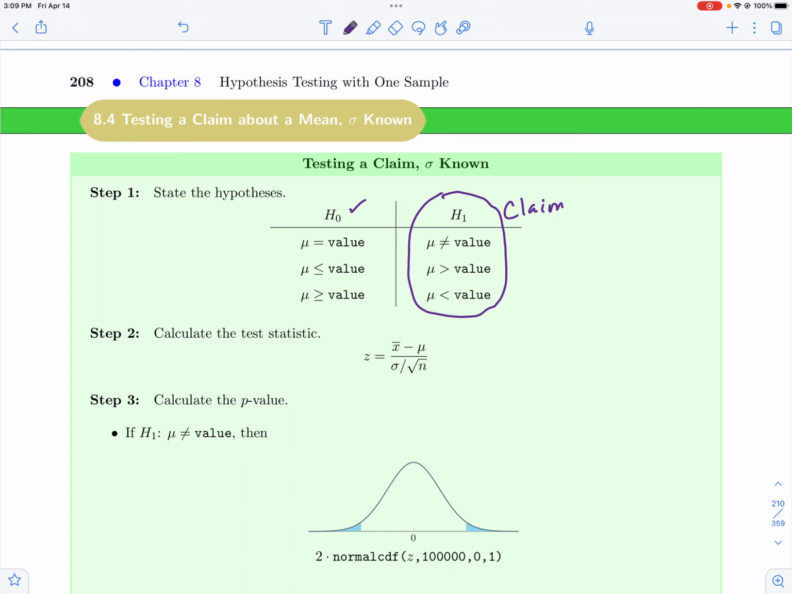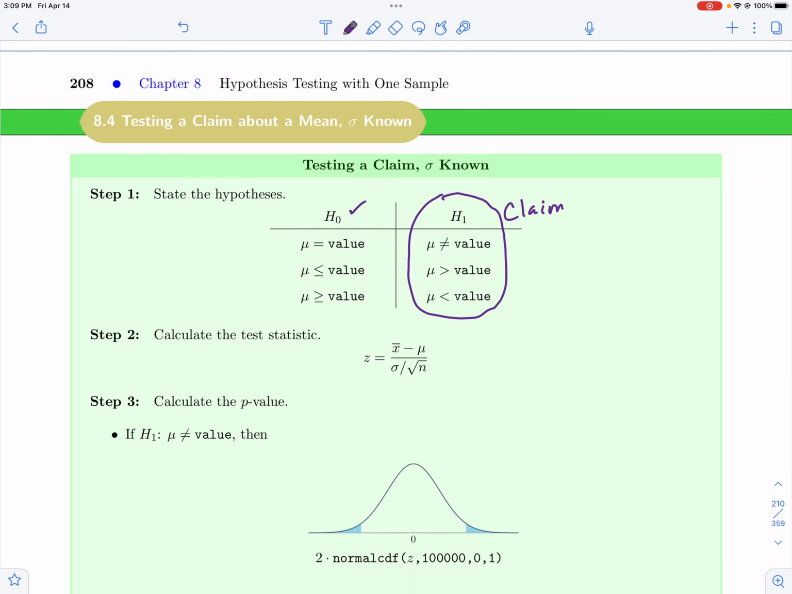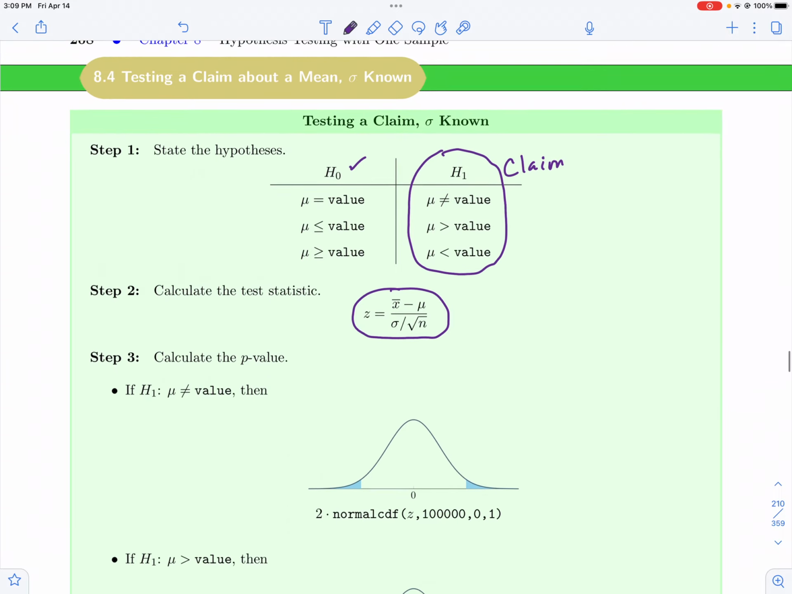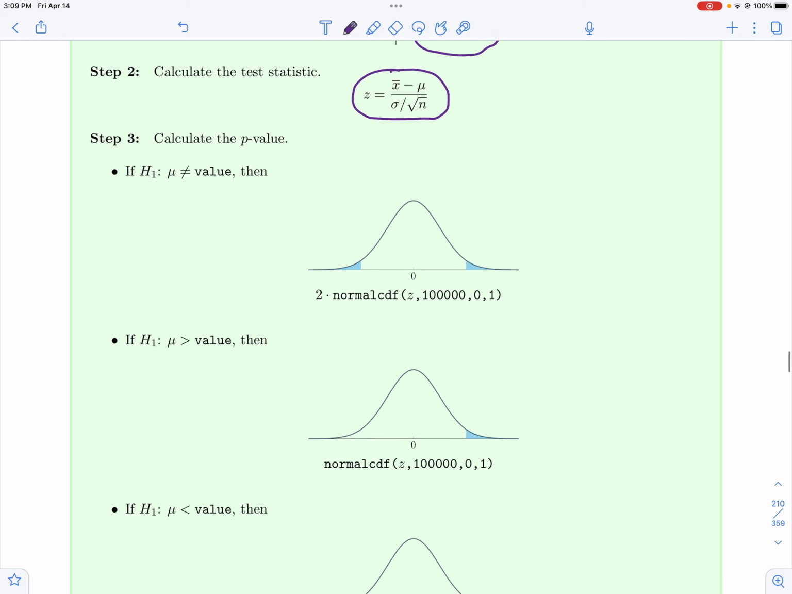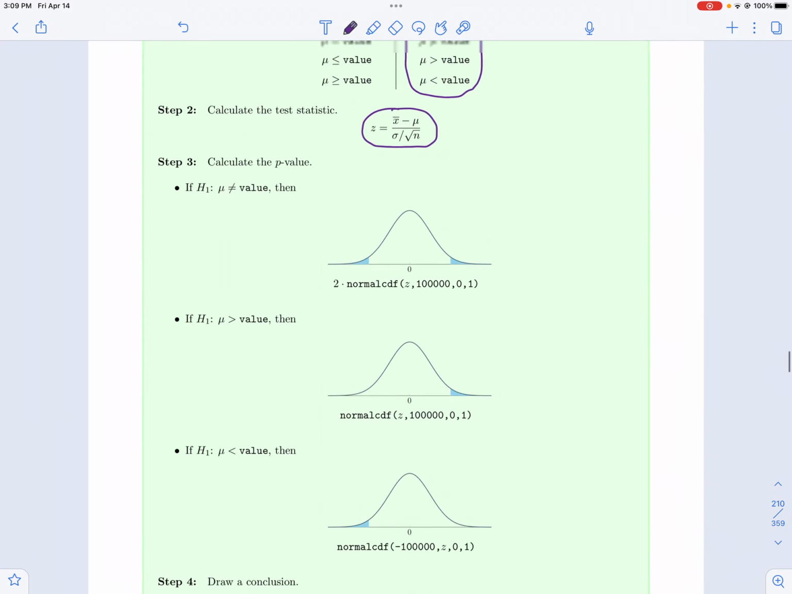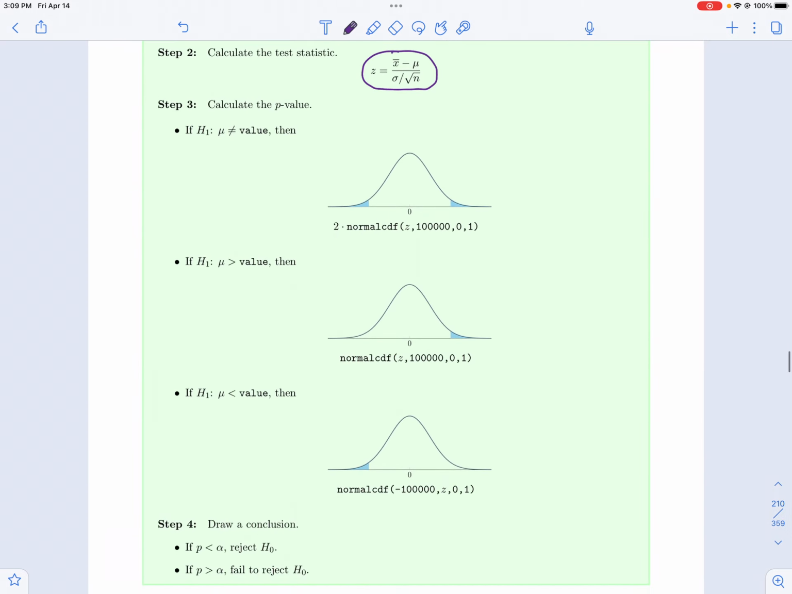All right. So the second thing that we're going to do is calculate the test statistic, which in this case is going to be our z-score. We'll talk about how to do that when we get to our example. And then we want to calculate our p-value. This is broken into one of three different possibilities depending on which claim we're actually using. In the first bullet, we've got H1 is mu not equal to the value.